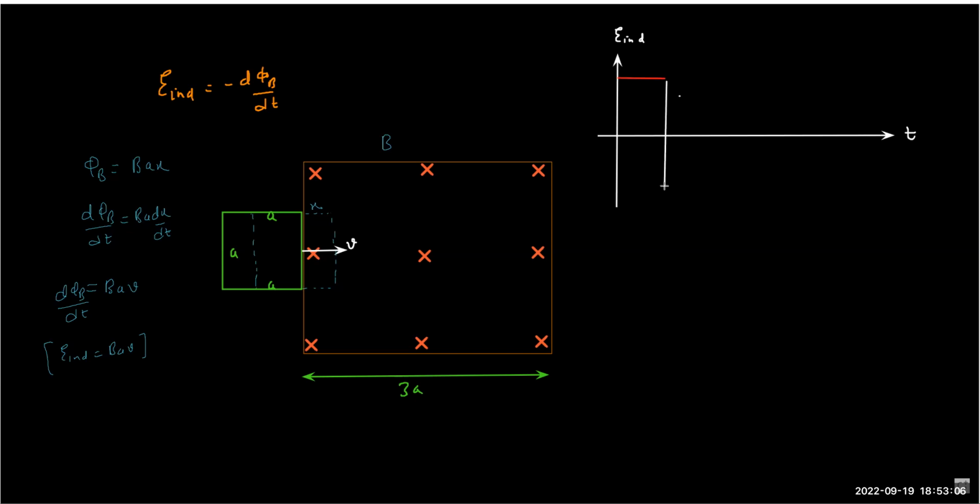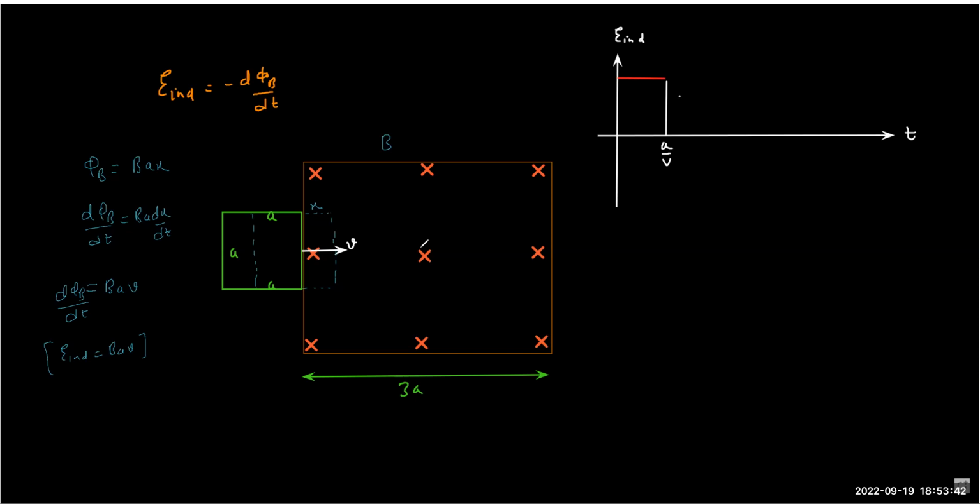And this will occur only for the time the flux is changing, and this will stop after what time? A by V, because after A by V, it will be completely inside, isn't it? So when you are completely inside, the flux will be there, but the change won't be there. The flux will not change with time. It is only flux, right?